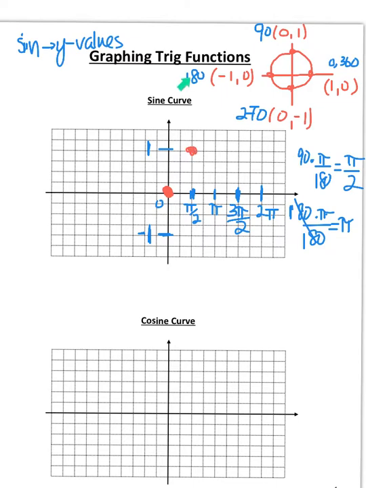And we go to 180 degrees. Its y value is 0. So in other words, the sine of 180 is 0. So let's go to 180, and we're going to put a dot at 0.